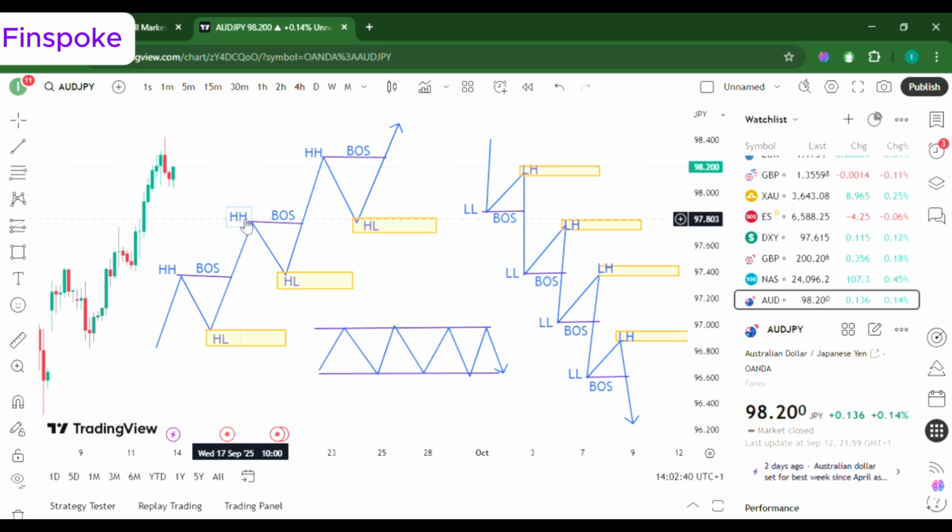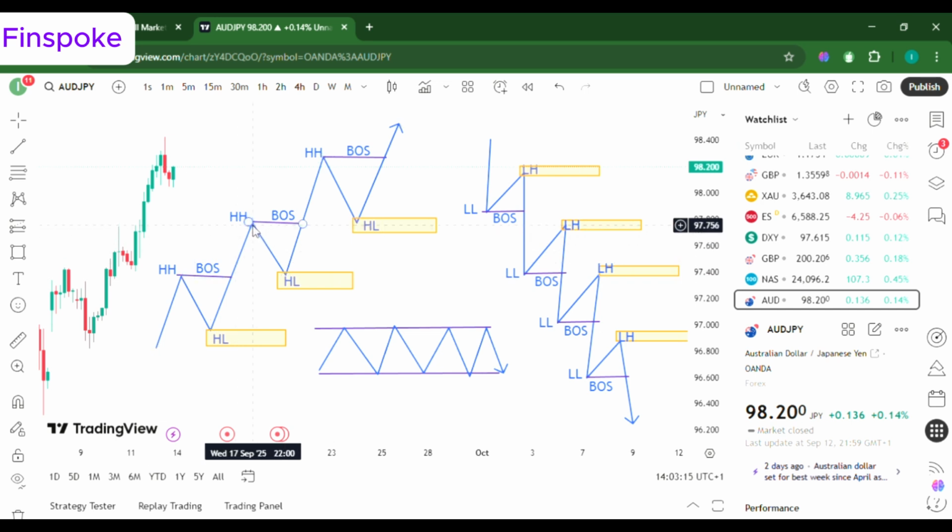For example, at this point, before the formation of these ones up, we assume that this is the most recent high. When price breaks this high to get to this level, we say that a structure has been broken. From here to here is where the structure was broken. When price breaks this level, it will now give us another high.